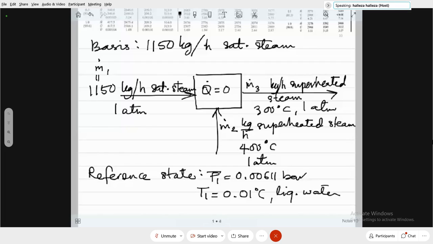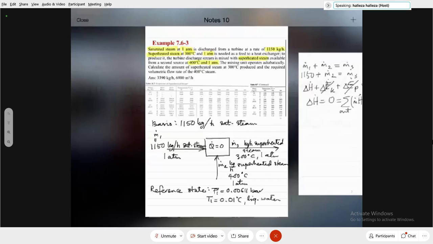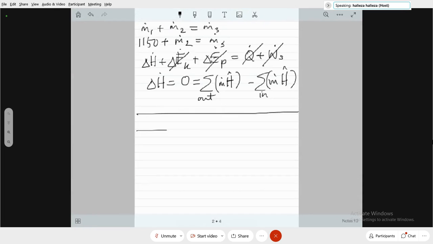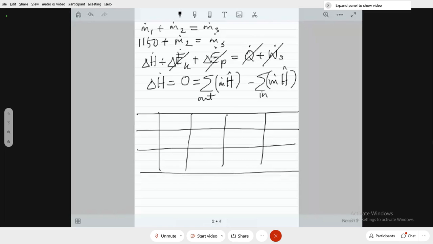Let's do it in table form so that we can see how it looks. Again, I'm going to simplify the whole thing: in, out. This is in, this is steam, saturated steam. Superheated steam, this is in. The unit is kilogram per hour, and this is my enthalpy in, from the steam table, kilojoules per kilogram.